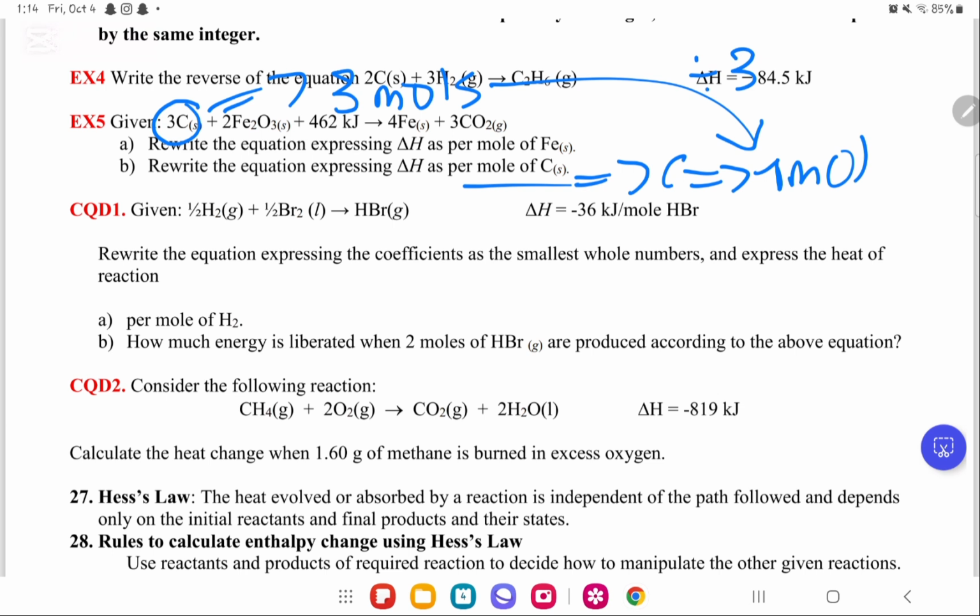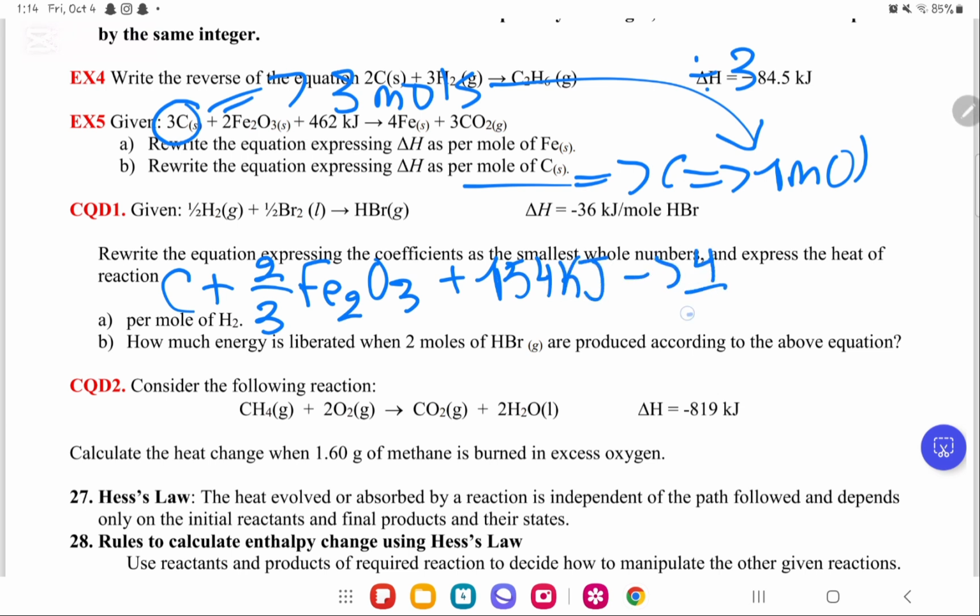So, rewriting the equation expressing delta H as per mole of C, we need to divide the full thing by 3. So now it becomes C plus 2 over 3 Fe2O3 plus 462 divided by 3, 154 kilojoules, gives us 4 over 3 Fe plus 3 divided by 3 is 1 CO2 gas. Very simple, we got our answer.